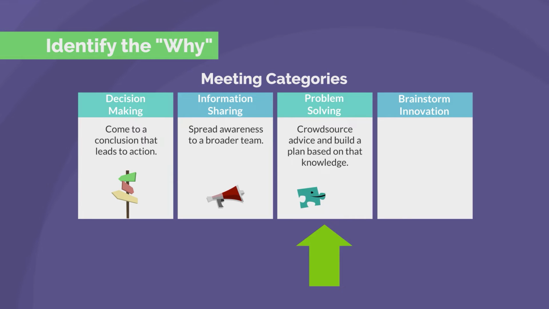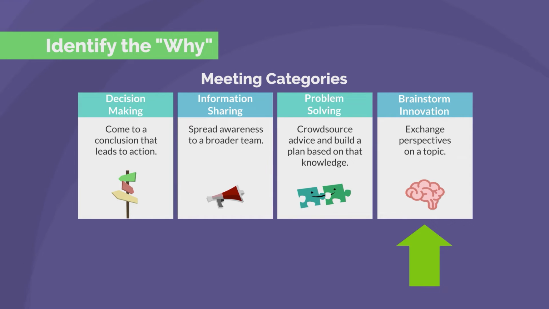In problem solving, the goal is to crowdsource advice and build a plan based on that knowledge, such as discussing ways to optimize an experimental setup. In brainstorm innovation, the purpose is to exchange perspectives on a topic or the possibilities of next steps.